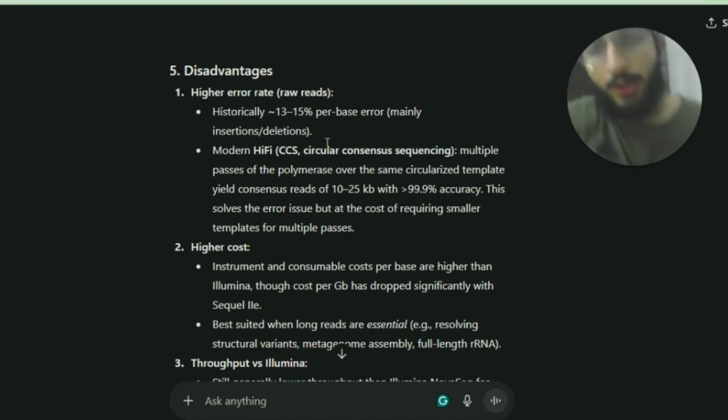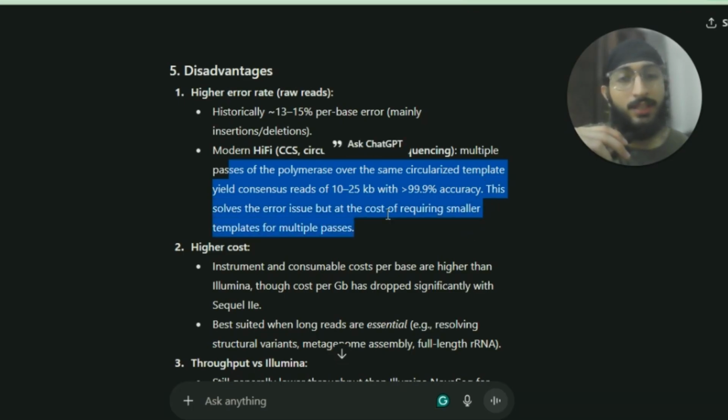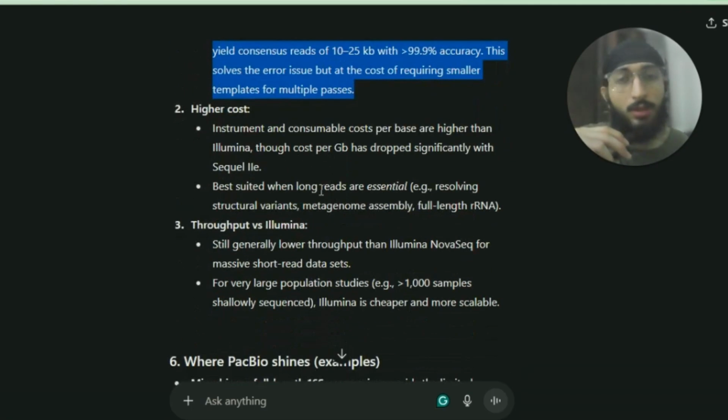Now, going over the disadvantages of PacBio. It has a higher error rate than Illumina. That is because of the raw reads. Historically, 13 to 15% per base error, mainly insertions or deletions. Modern HiFi CCS, circular consensus sequencing, with multiple passes of the polymerase over the same circularized template, yields consensus reads of 10 to 25 kilobase pairs with greater than 99.9% accuracy. This solves the error issue, but at the cost of requiring smaller templates for multiple passes.